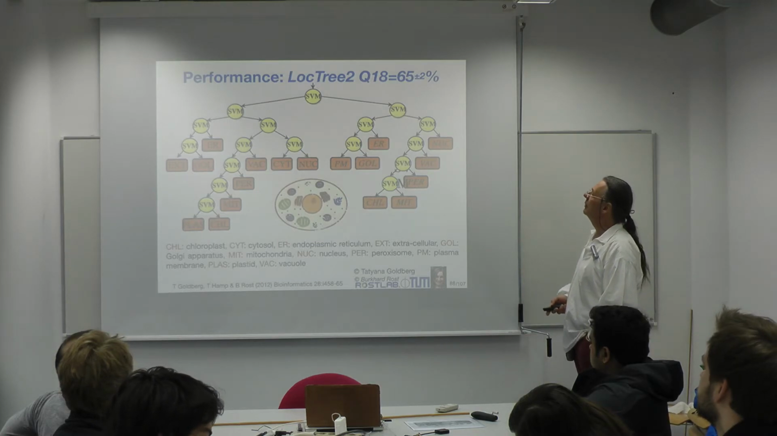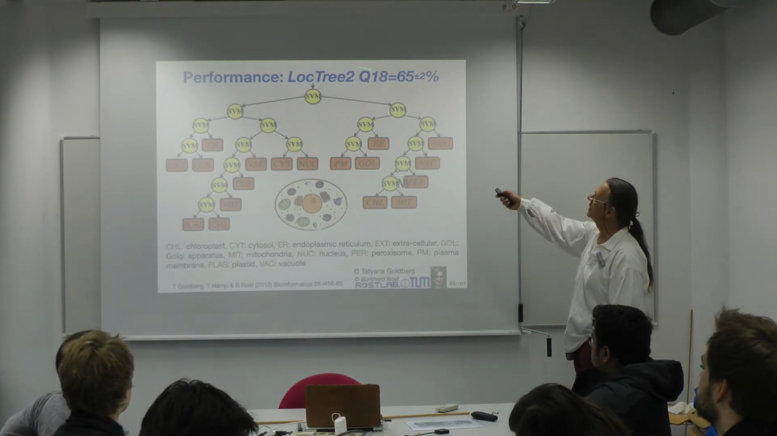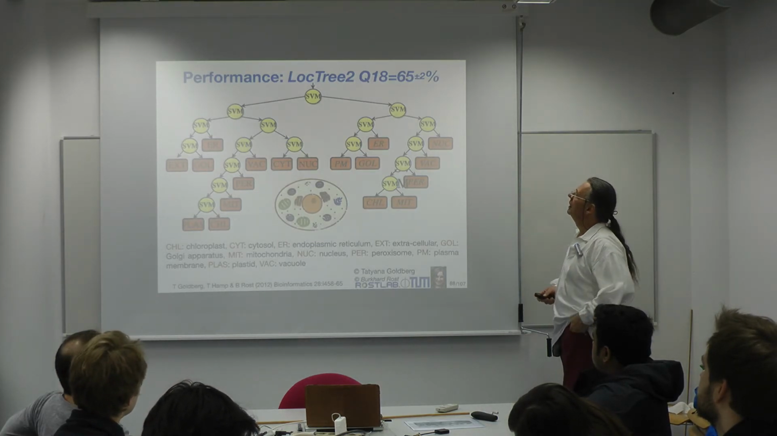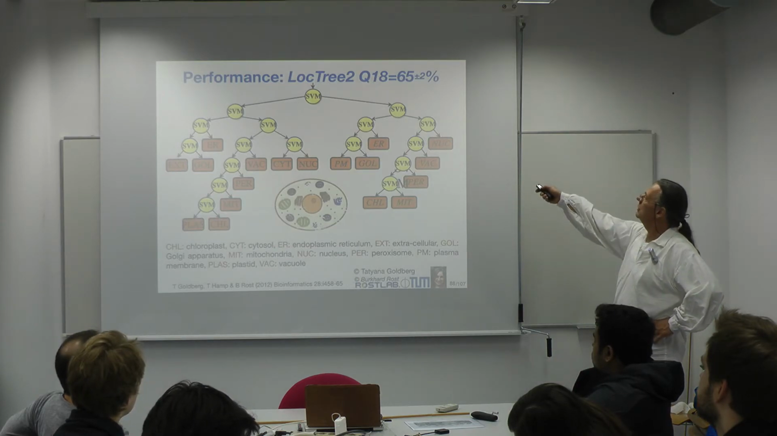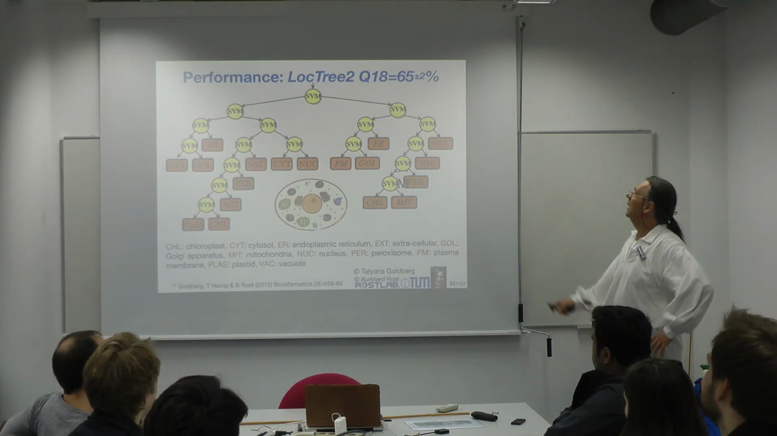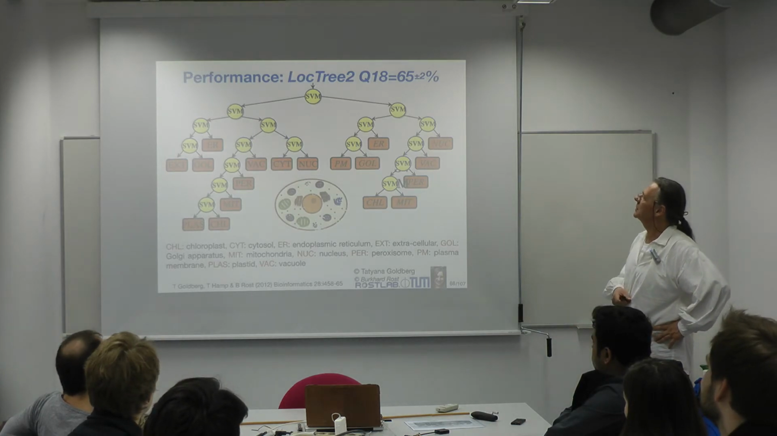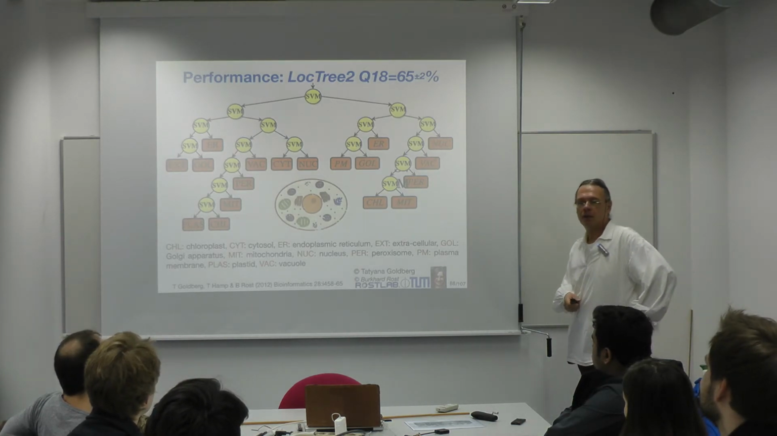Standard error, performance. Let's go into the performance for this entire log tree method, log tree 2, the 18. Overall it has an 18 state accuracy of 65%.